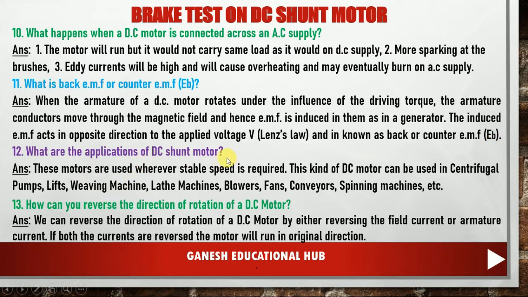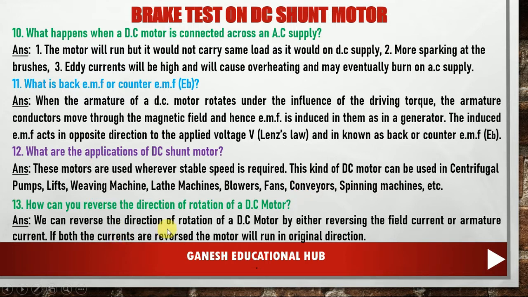What are the applications of a DC shunt motor? These motors are used wherever stable speed is required. This kind of DC motor can be used in centrifugal pumps, lifts, weaving machines, lathe machines, blowers, fans, conveyors, spinning machines, etc. How can you reverse the direction of rotation of a DC motor?